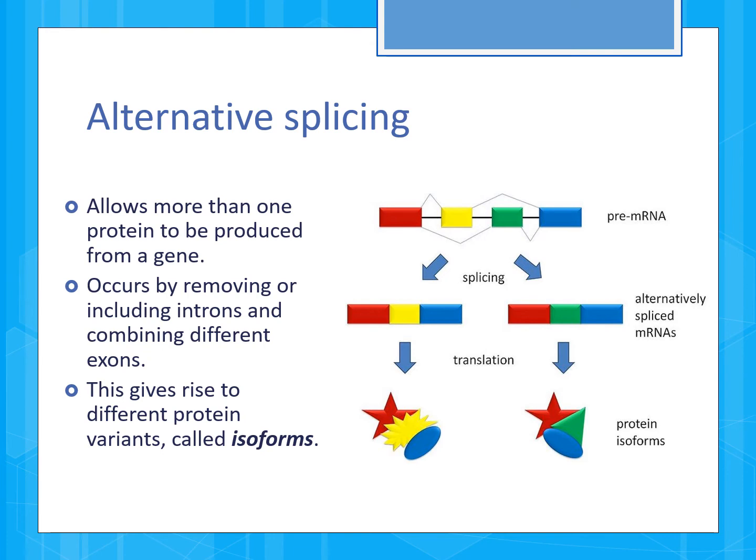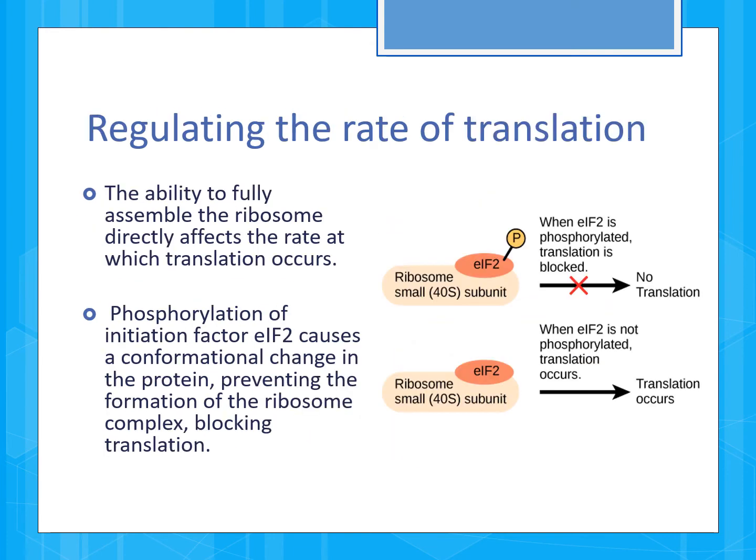We call those isoforms. The last way we can regulate expression of a gene is by influencing translation. Translation cannot occur without the ribosome. It is the ribosome that moves along the mRNA and is the platform for the mRNA and the tRNA binding together. Now the ribosome is actually made up of two subunits, which is just like two parts, two pieces of a puzzle. Those two subunits have to come together to form the ribosome for translation.